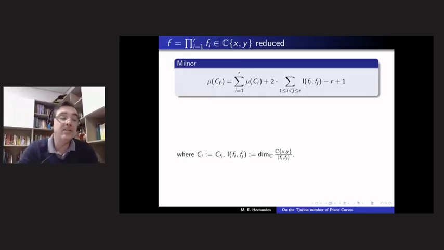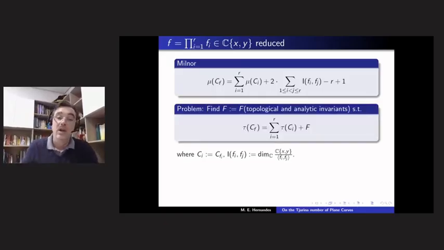And here we are interested in the following question. How to obtain a similar expression for the Tjurina number in terms of the Tjurina number of each irreducible component? In the following way: the Tjurina number admits an analytical or topological invariant that can be expressed in terms of the sum of the Tjurina numbers of each branch, plus this invariant. This is the question we are considering in this talk.